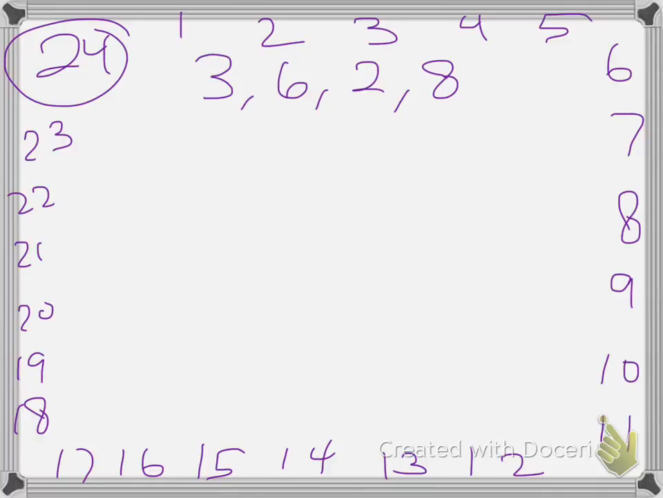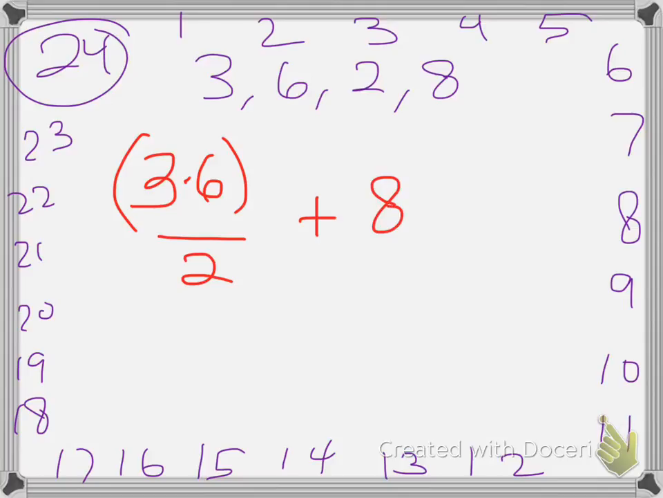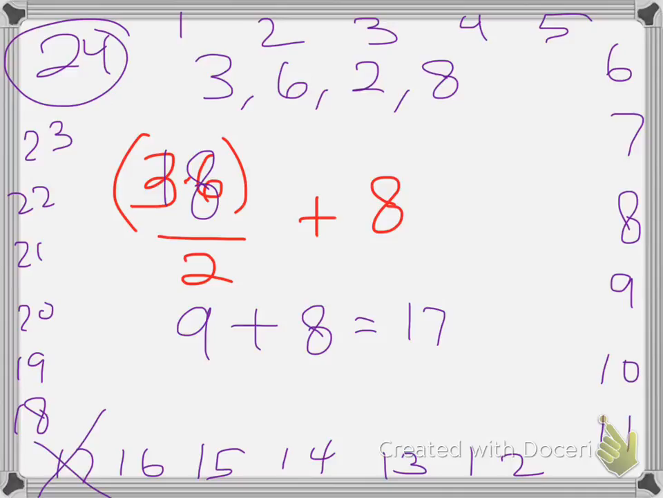So 3, 6, 2, and 8. Let's see, what can we do? Let's do one together. So I could do 3 times 6. That's 18 divided by 2 plus 8. Let's see what that gives me. So 18 divided by 2 is 9, plus 8 is 17. So hey, you don't have to do 17 now. Alright? Let's try one more.